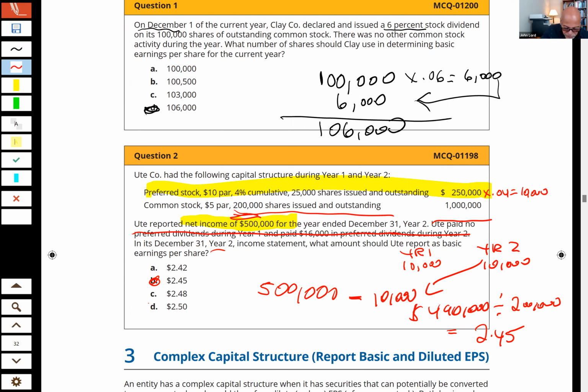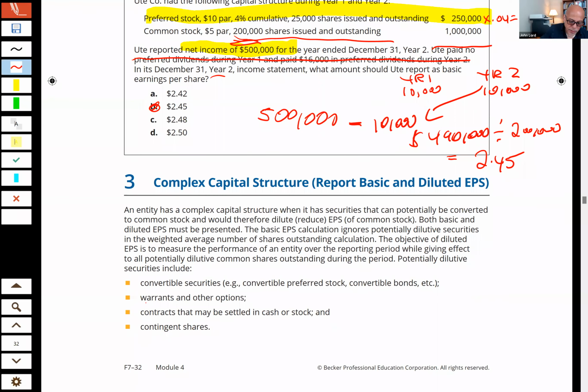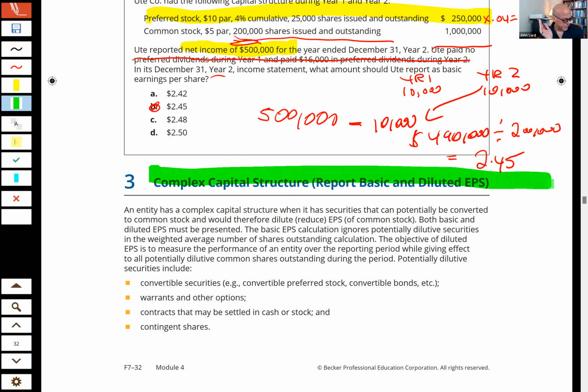Now we come down and we start to talk about a complex capital structure. Okay, now don't be frightened by the word complex. All that means is there's a potential that we could have some instruments that could make the earnings per share less. We call that a diluted earnings per share, less than the basic.